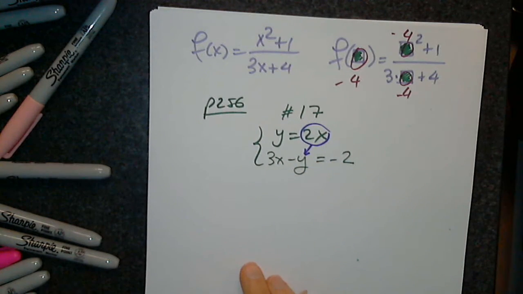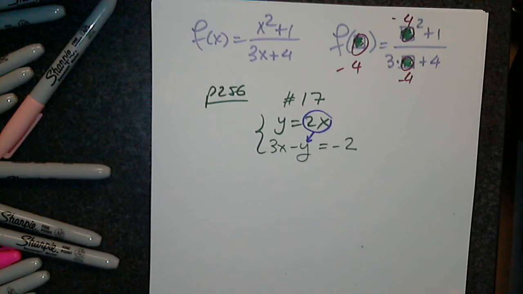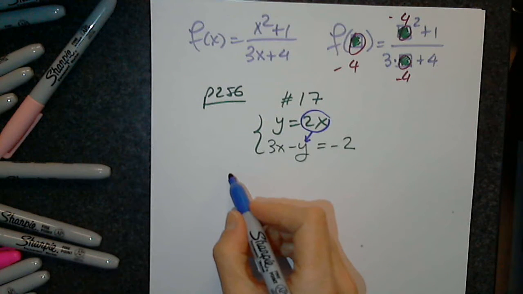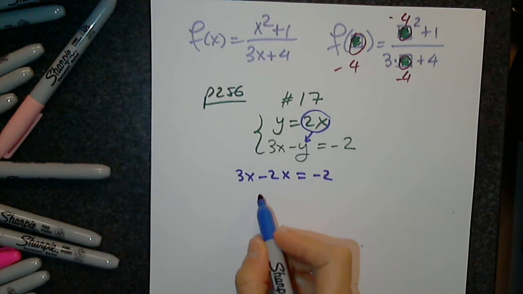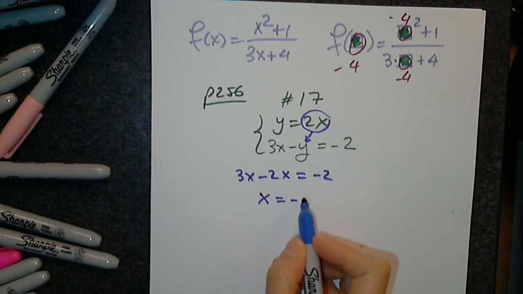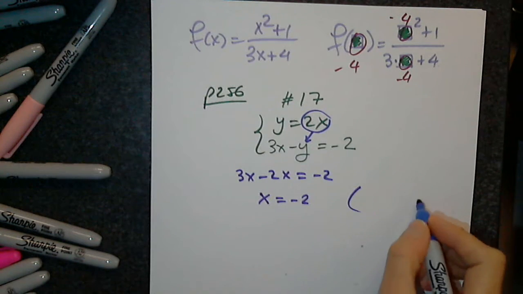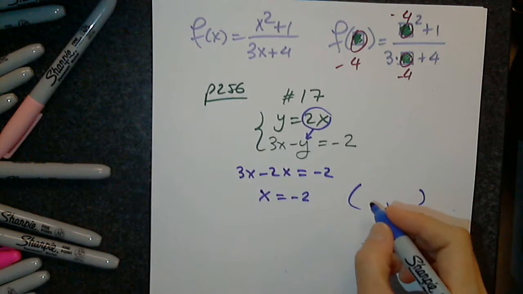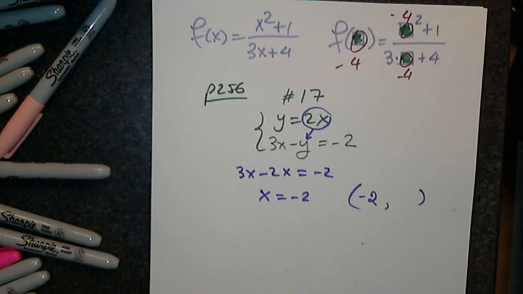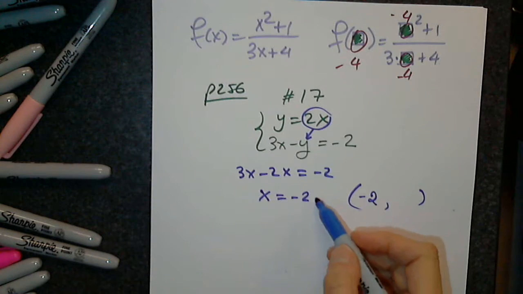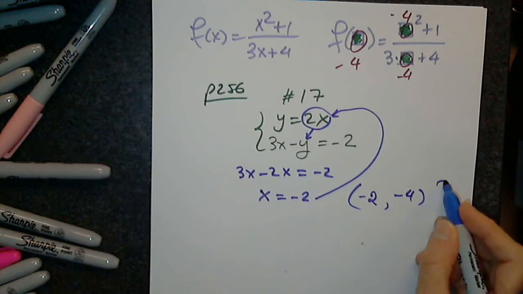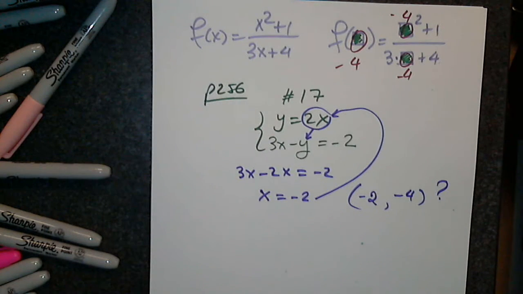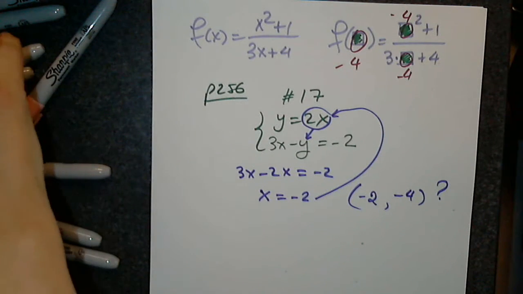Can anyone dictate the new equation after we replace y by 2x? 3x minus 2x is -2. The left-hand side is? X. Now, that's not good enough. What do I have to do next? Plug that back into that top equation, and I get -4. Right. Do I trust this? No. I will when I see it, right?